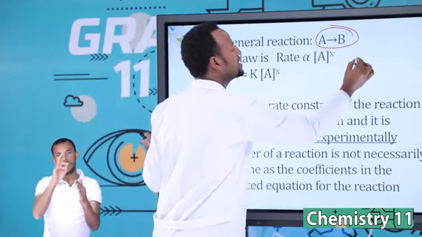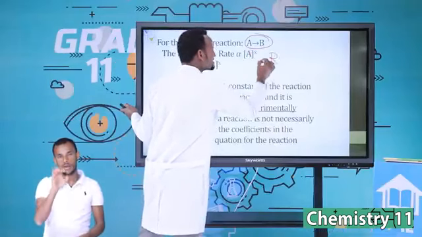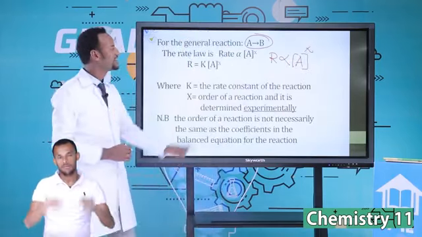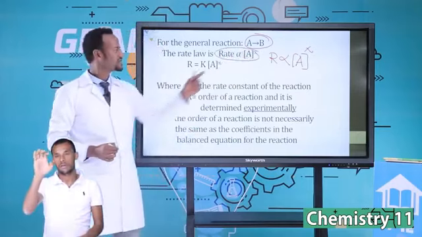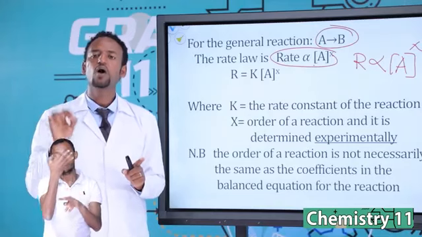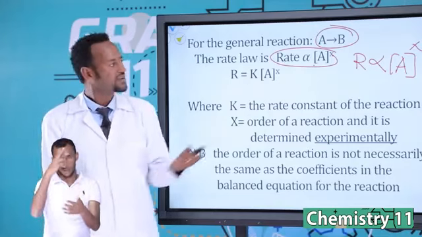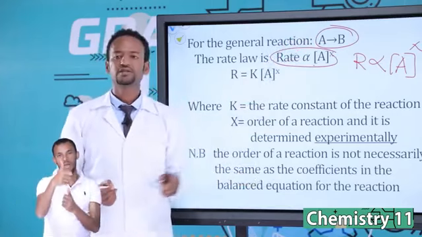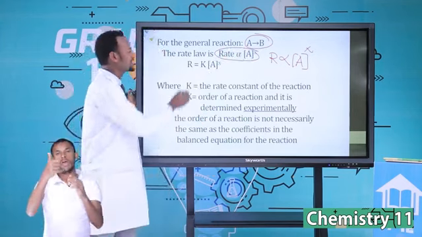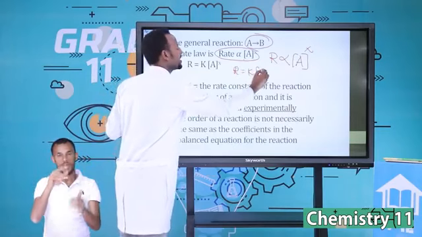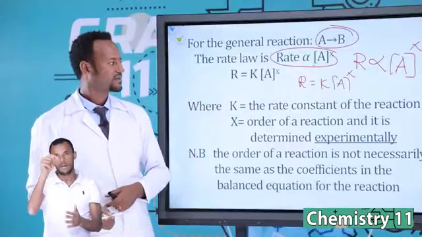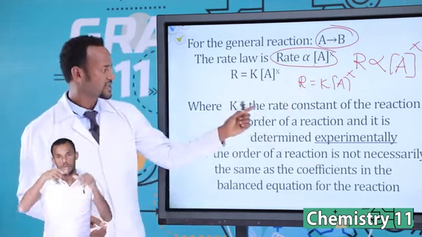Therefore, the rate expression for this one is: rate is directly proportional to the concentration of A raised to X, because rate depends on the concentrations of one or more reactants. But in this case, how many reactants? One reactant, only A. Therefore, rate is equal to K [A] to the power of X. R means rate. K is the rate constant for the reaction.